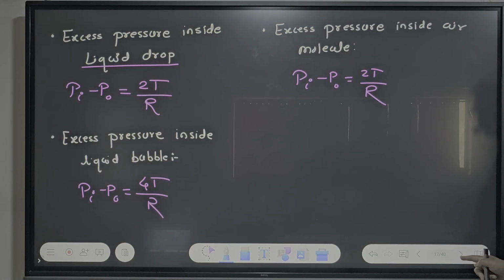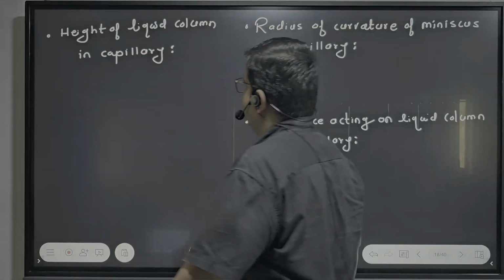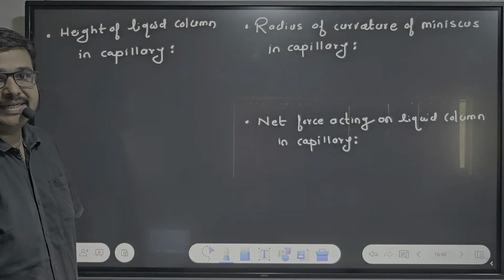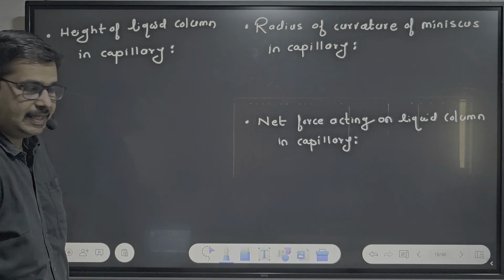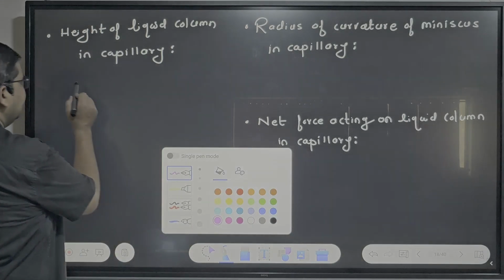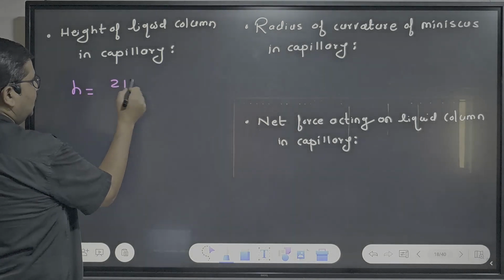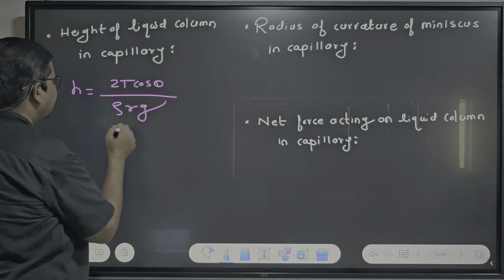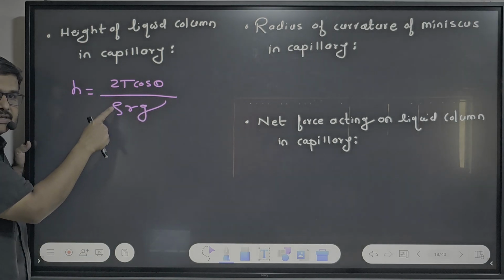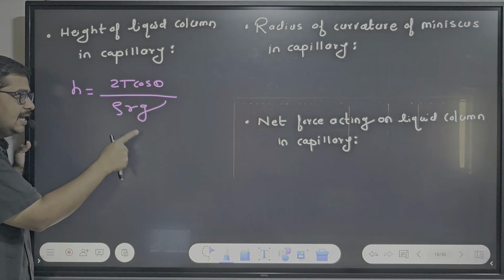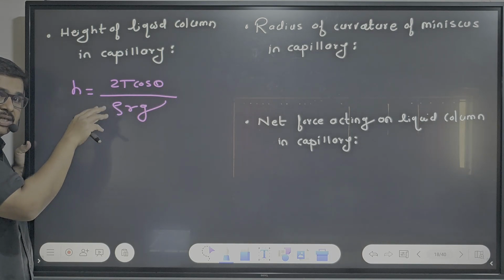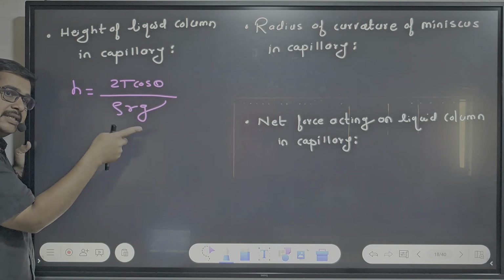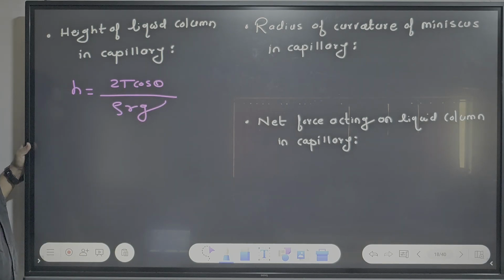Okay? Next. The height of the liquid column in a capillary means the rise of capillary. So what is the relation? That is H is equal to 2T cos theta upon rho R g. H is the capillary rise, T is the surface tension, theta is the angle of contact, rho is the density of the liquid used, R is the radius of the capillary, g is the acceleration due to gravity.